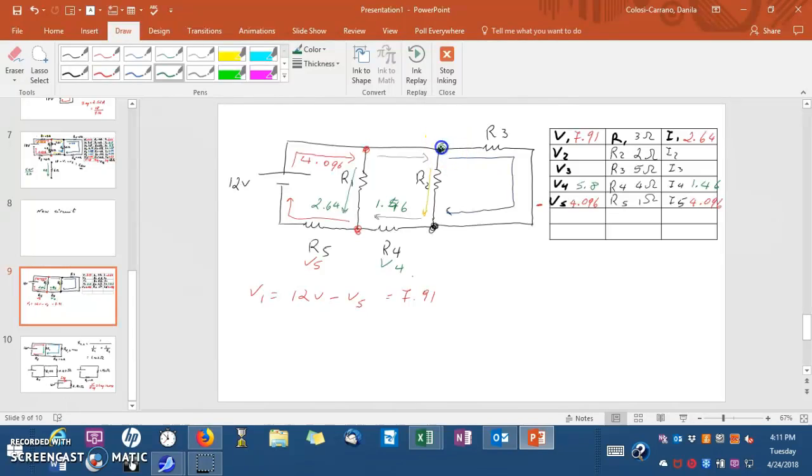Drop here means that this branch is going to feel a value of V2, which is 12 minus the V5 minus the V4, which will give you 2.11, with which, according to the table, you will find the current of 1.06. At that point, V3 is going to have exactly the same voltage as V2. So V3 is also 2.11, and you will calculate I3, which is 0.42. And you're done.